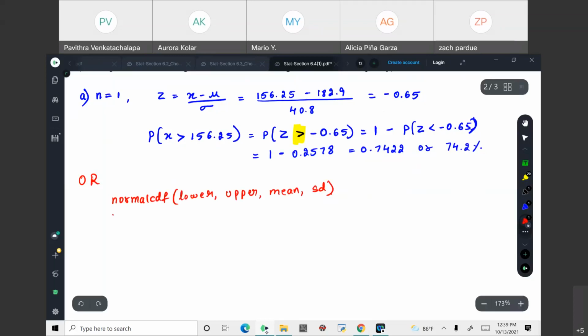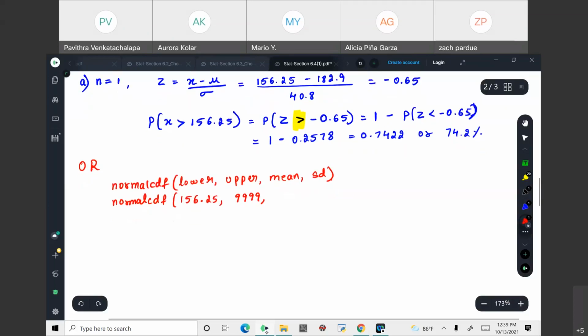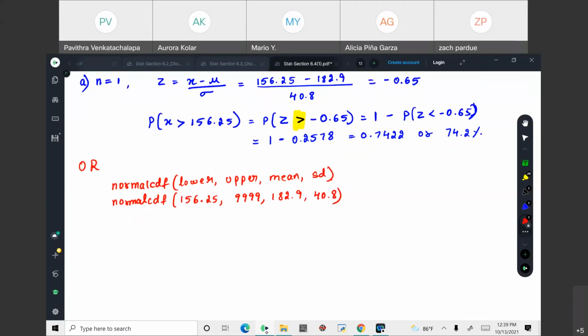Okay, now here you already have the x, right? So I am putting the x value here, 156.25. Upper value is not given, so I will take it as 99.99, and mean, which is 182.9, and standard deviation is 40.8. You must be getting 0.7432.